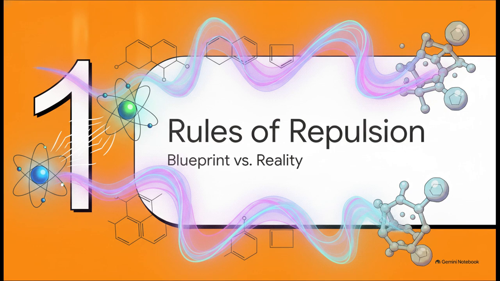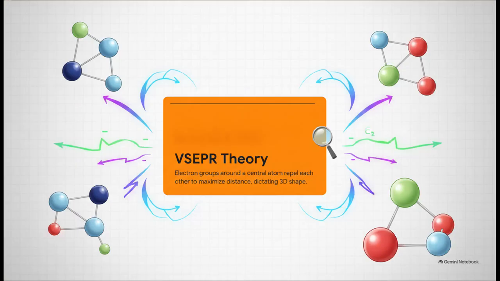All right, Section 1, the rules of repulsion. We're looking at the blueprint versus reality. So it all boils down to one acronym, VSEPR. That stands for Valence Shell Electron Pair Repulsion Theory. Now the crucial point is right there in the name. We're talking about the valence shell, the outermost electron layer of the atom. The inner electrons, they don't really dictate the shape. It's these outer ones doing all the heavy lifting.